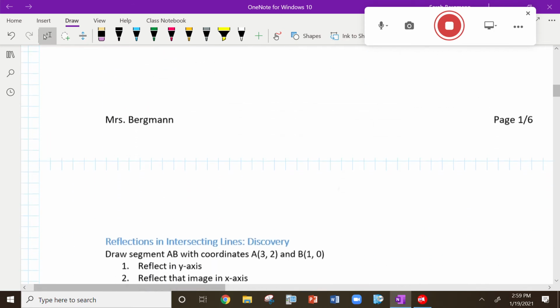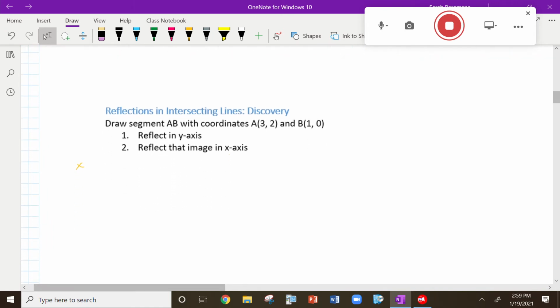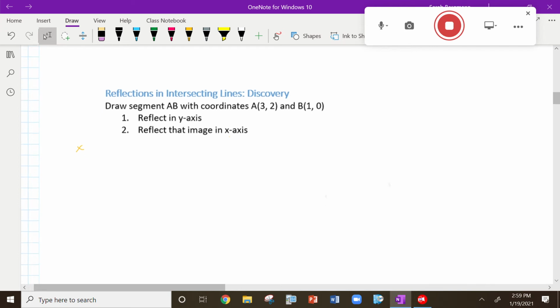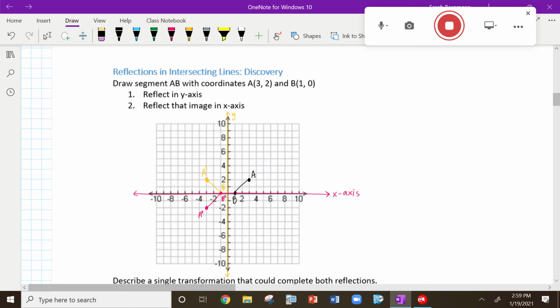Now let's try reflecting in intersecting lines. So what I want you to do first is draw the segment AB with these coordinates. First reflect in the x-axis, then reflect that image in the y-axis, then reflect that image in the x-axis. Check your answer.